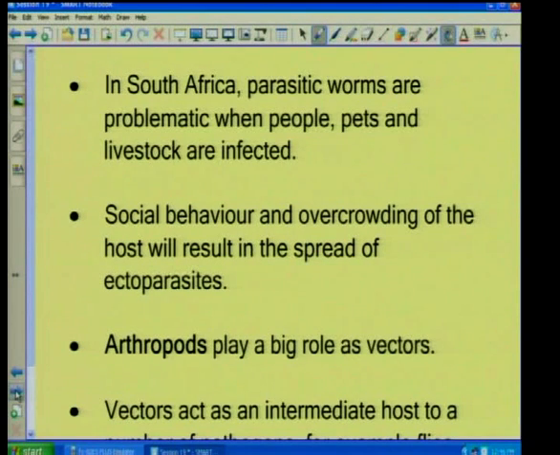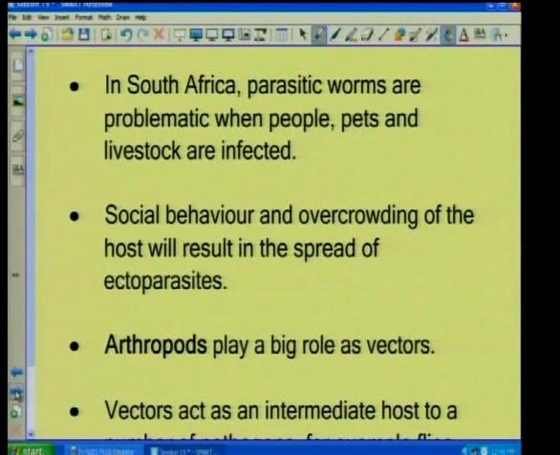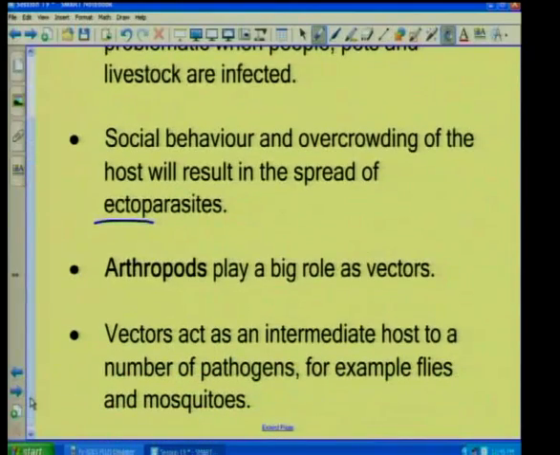Why? Because we've got people, we've got animals. For example, if you have dogs and cats at home, your parents should make sure that little brothers and sisters, especially when the dogs lick them in their faces and lick their food, are dewormed regularly, the dogs and the children. Social behavior and overcrowding of the host will result in the spread of the ectoparasites, because remember, they live on the outside.